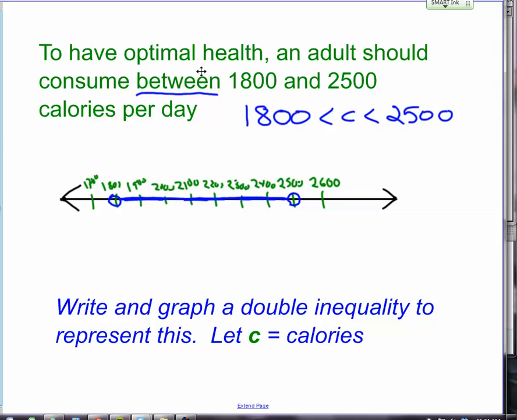And to have optimal health, an adult should consume between 1,800 and 2,500 calories per day. So the way that you write and graph that double inequality is if I say between, that does not include 1,800 or 2,500. So 1,800 is less than the number of calories per day, which is less than 2,500. Hollow circle on 1,800, hollow circle on 2,500, and shade in between.